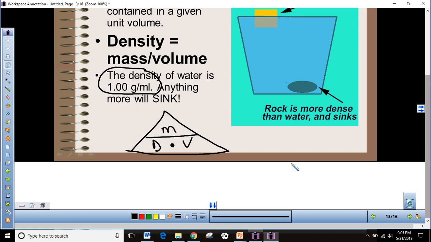And so the way a triangle works, if you do not know, is you cover up what you're looking for. So if we're looking for density, it is the mass divided by the volume. If you're looking for the volume, you take the mass and you divide by the density. And if you're looking for the mass, you take the density times volume. And I know you can manipulate that formula, and it wouldn't probably bother any of you to do that. This is just going to be a real quick tool.